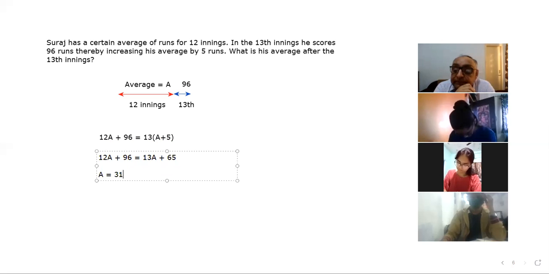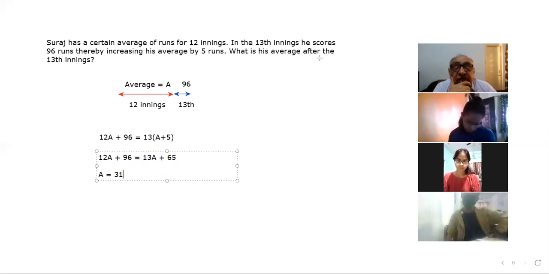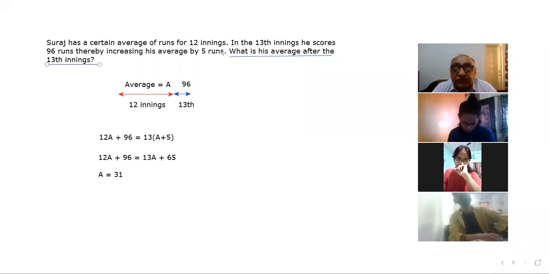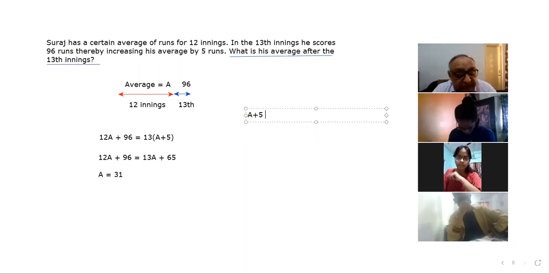Is it clear? Okay. Now he has asked what his average is after the 13th innings. So this is the average after 12 innings, right? The average after 13 innings becomes A plus 5 because it has increased by 5. So the average after 13 innings will be 31 plus 5, which is equal to 36. Okay, clear?